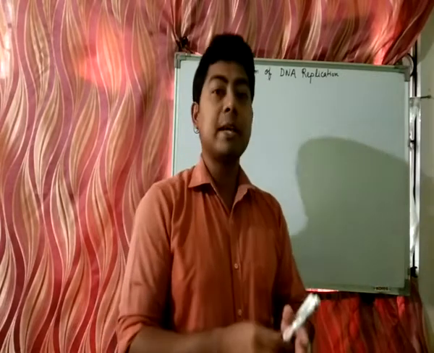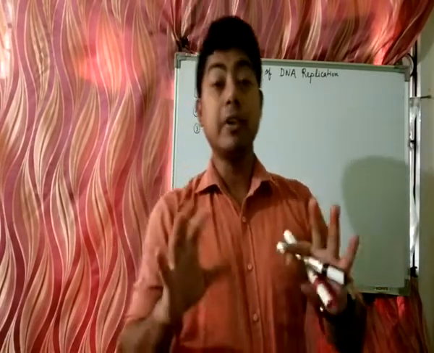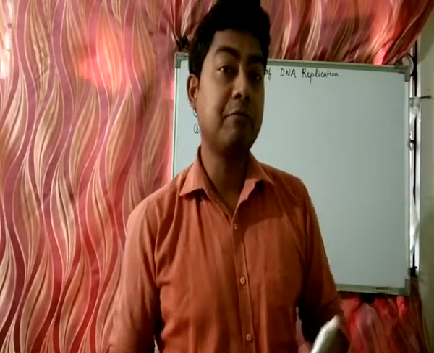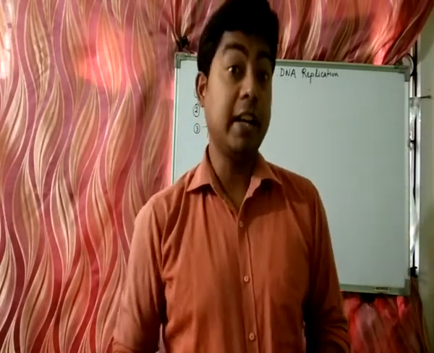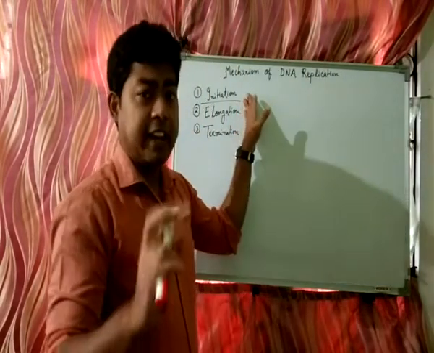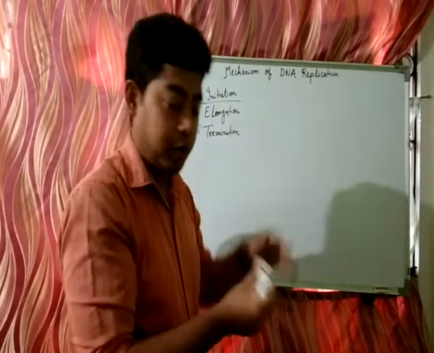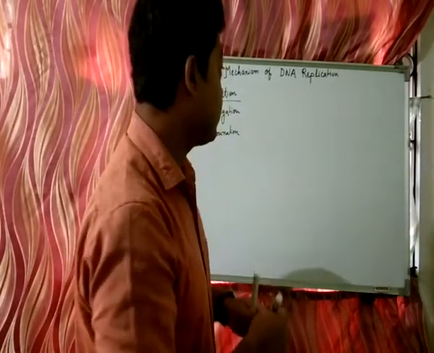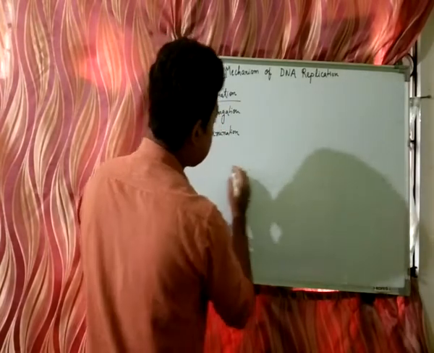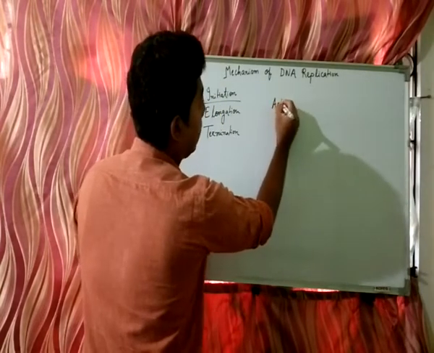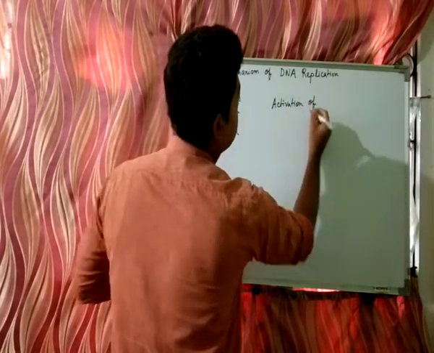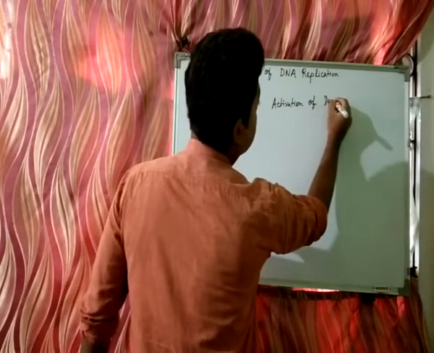Here we are also discussing the functions of other enzymes like primase and phosphorylase. So initiation is identified at the origin point. Now another step we'll discuss is the activation of deoxyribonucleotides.